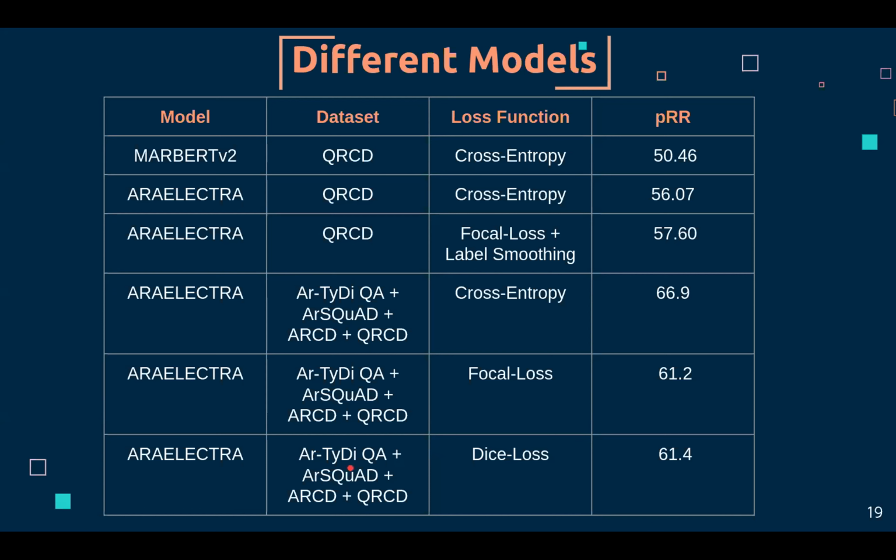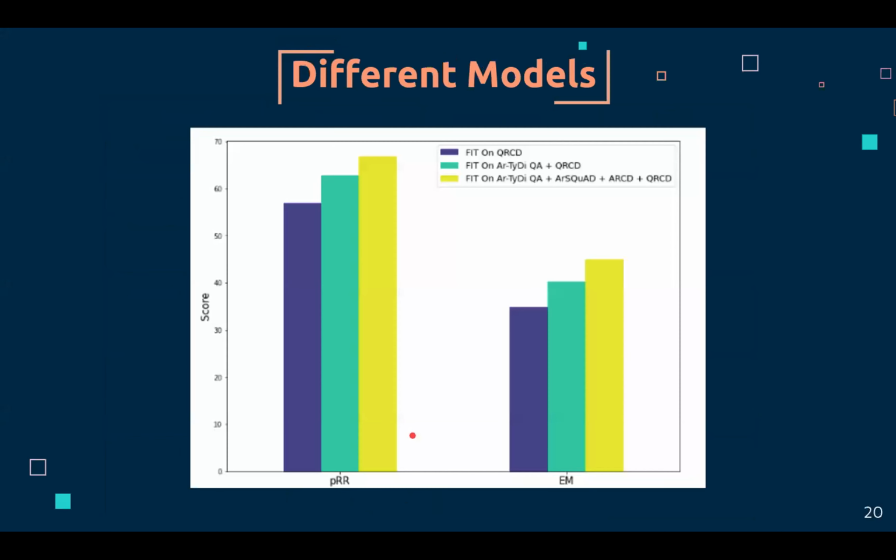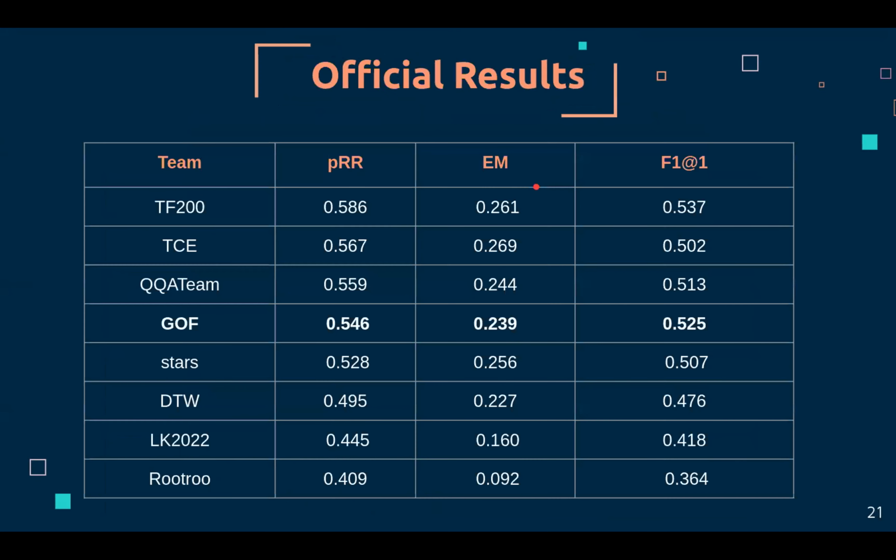Okay. The final model was actually using dice loss; it also did not achieve very impressive results. Here is a table for the different models. As we can see, fine-tuning on QRCD alone achieved between 50 and 60. Fine-tuning on multiple datasets improved performance, and the best model was the combination of the three or four different datasets.